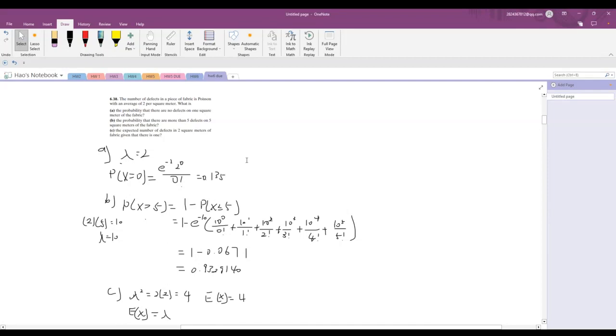And C, the expected number of defects in 2 square meters of fabric, given that there is 1. We know that the expectation of this distribution is equal to lambda. So take lambda squared will be 2 times 2 equal to 4.